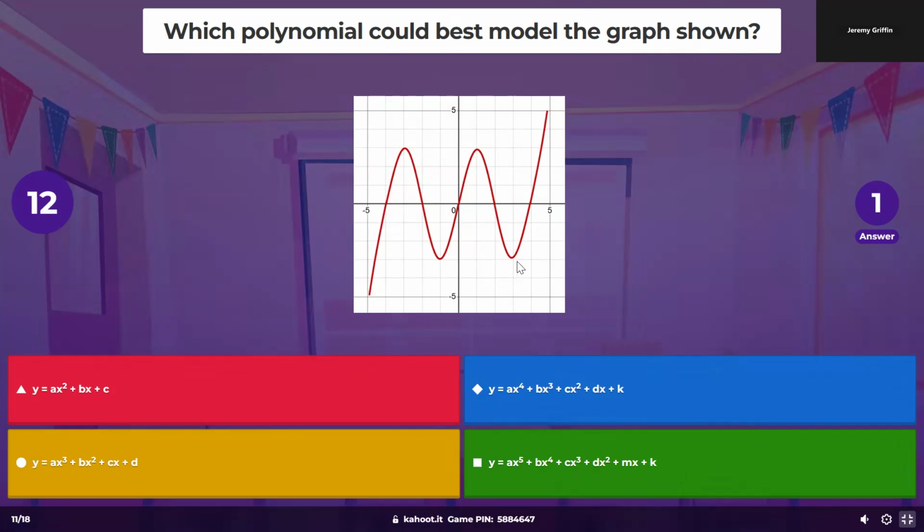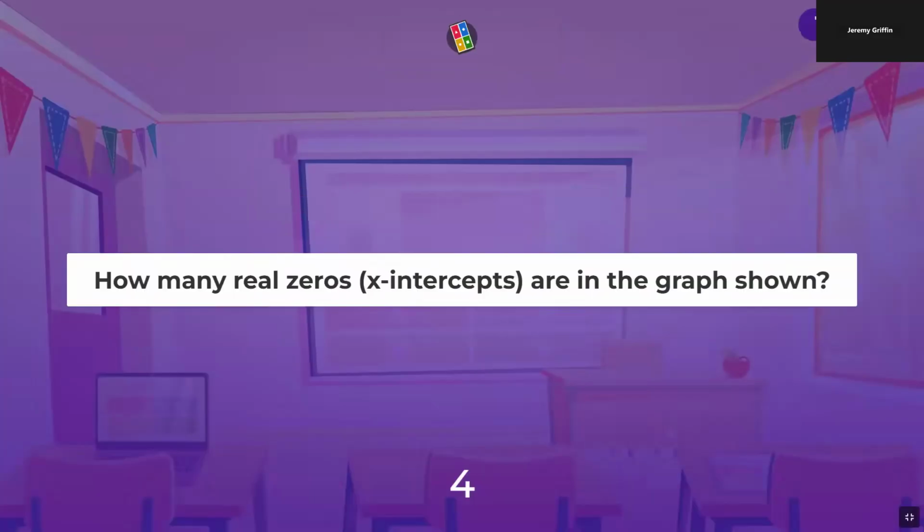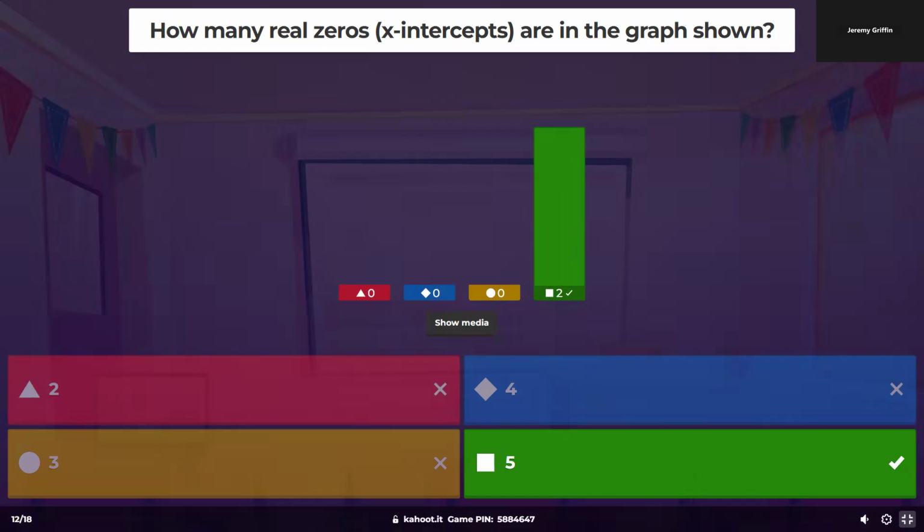So it goes up, down, up, down, up. That sounds like x to the power of 5. How many real zeros are in the graph shown? X-intercepts. So there's 1, 2, 3, 4, 5. In fact, if you have degree 5, it can have up to 5 real zeros. 5 right there.